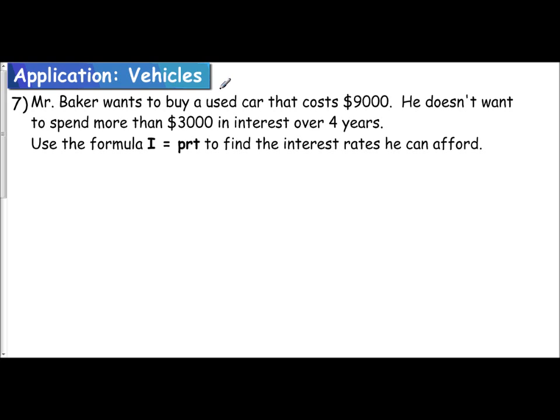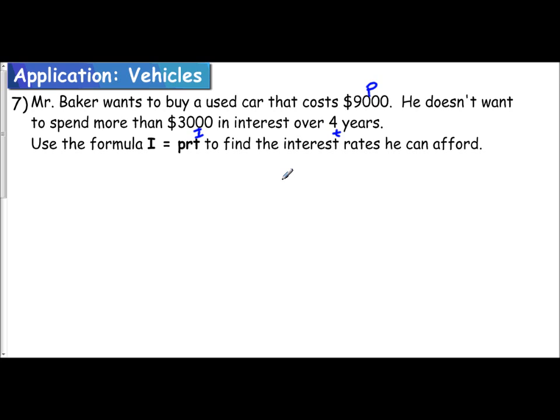So in the formula I equals PRT, remember I is your interest, P is your principal, R is your rate, and T is your time. So when we look at this application problem, we want to find our rate. So we're going to try and find R. I'm told he wants to buy a used car that costs $9,000. That's our principal. He doesn't want to spend more than $3,000 in interest. So $3,000 is our interest, our I, over 4 years. So then 4 is my time.